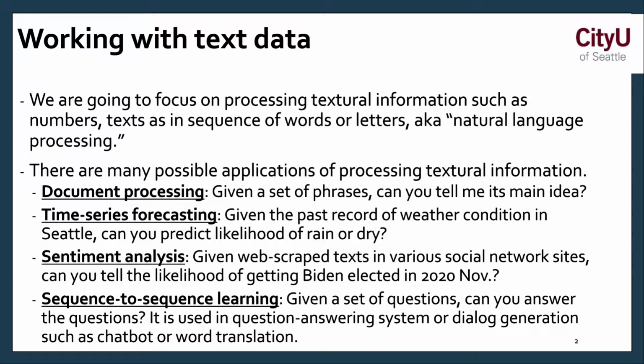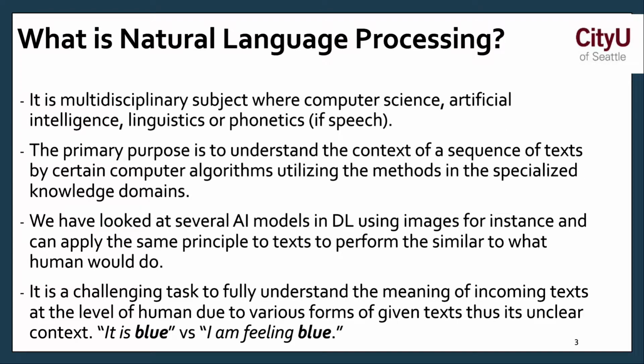Next is sequence to sequence learning. It's a Q&A type of system or dialogue generation, such as a chatbot or word translation. So what is NLP? It's a multidisciplinary subject where we have computer science, AI, and linguistics. The primary purpose is to understand the context of the sequence of text, by using algorithms and utilizing methods specialized in knowledge domains, right?